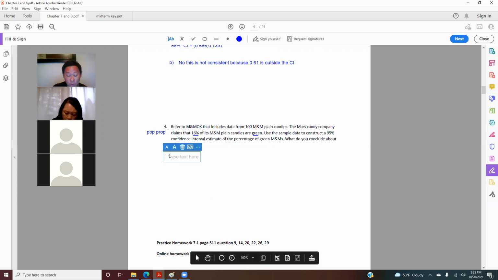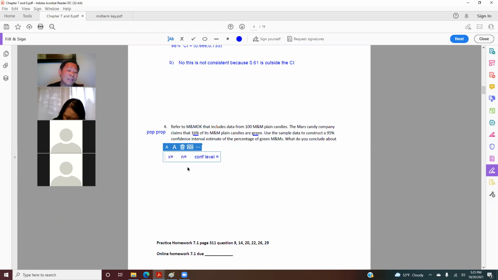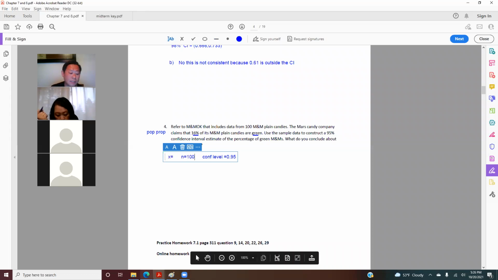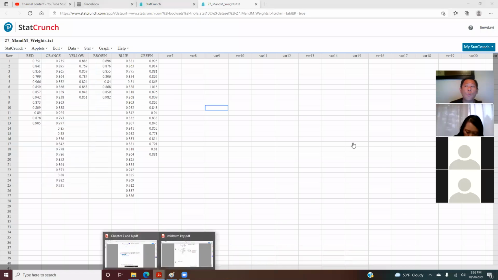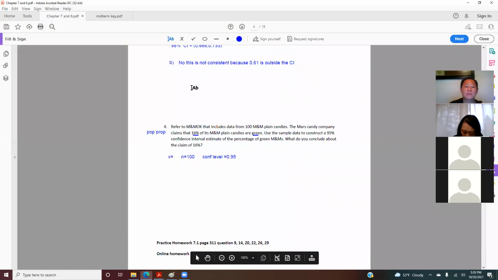So as usual, you have to tell me what is your X, what is your N, and what is your confidence level. Now we know the confidence level in this case is 0.95, because the question asks you for 95. We know N because anyone know what's N in this case? How many candies do we have? 100. So if you look at your data here, there are 100 candies. So my question to you is, what is X in this case?